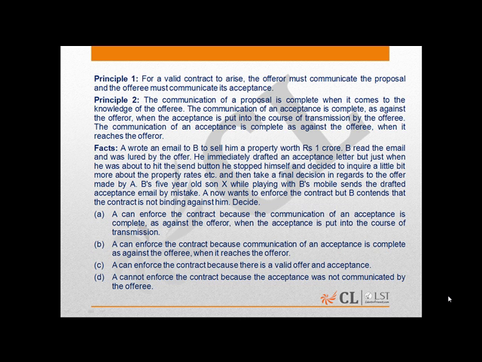So basically, Principle 2 is explaining when a communication of a proposal is complete, and when a communication of an acceptance is complete as against the offerer and as against the offeree.